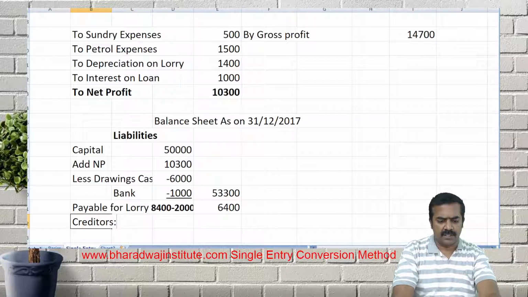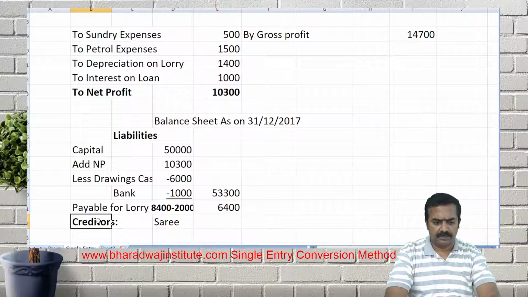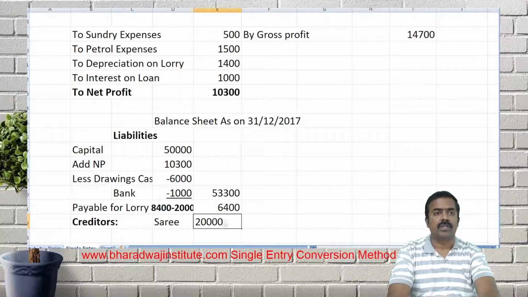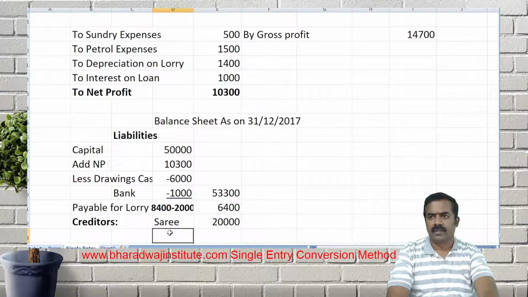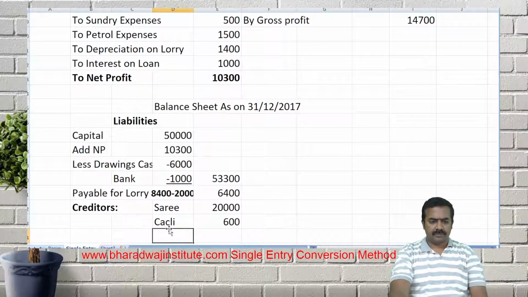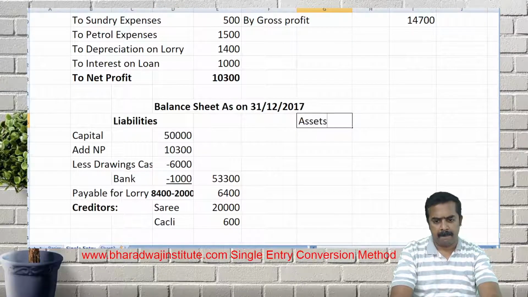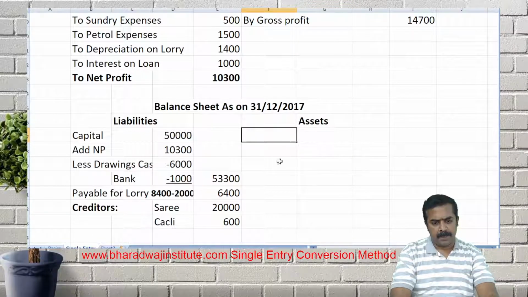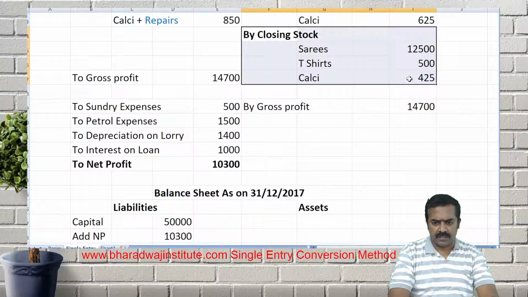Creditors, for what do we have creditors? For saris, how much? 20,000 unpaid, working note 3. Creditors for saris 20,000. And for calculators, we have not yet paid the supplier; payment of 600 is pending. Yes, sir. Stock is 13,400. Record all the closing stocks.